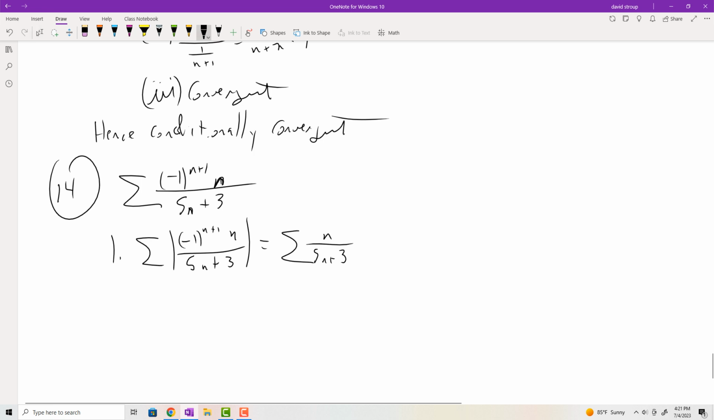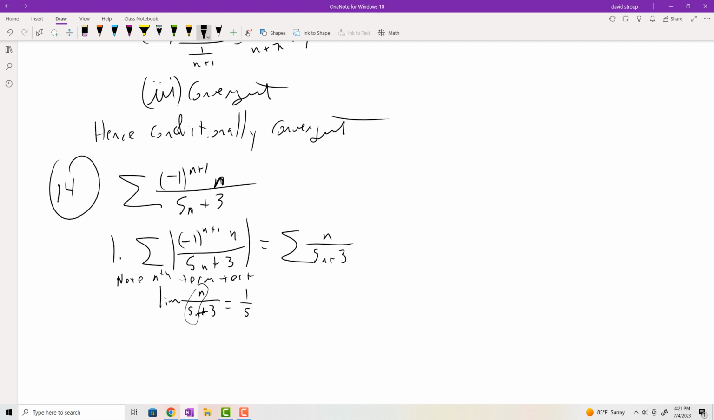We could do the nth term test, the easiest test in the universe. So note, let your reader know what you're doing. Note the nth term test. And we take a look at the limit of n over 5n plus 3. Circle out the high degree portion, so that limit will be 1/5. That's of course not equal to 0. That implies it's divergent.